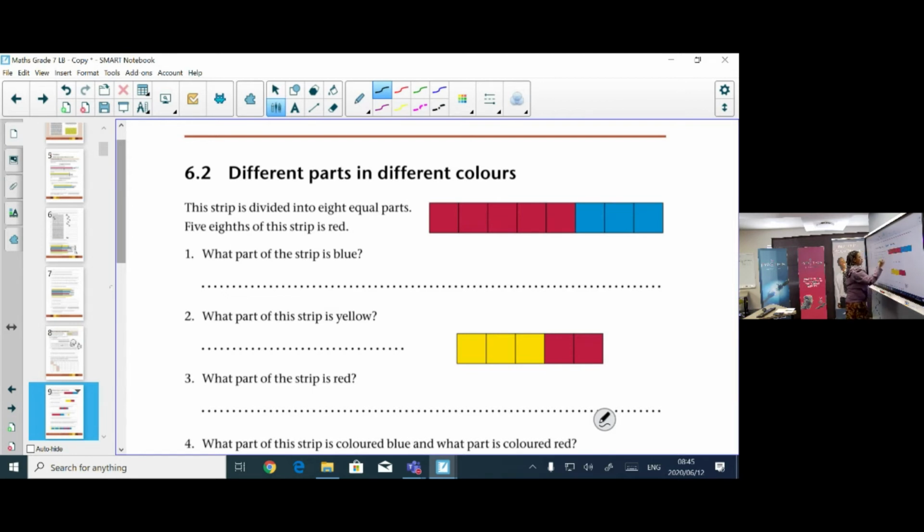So we see that the blue is 3. And our total is 1, 2, 3, 4, 5, 6, 7, 8. Simply that. And then what part of the strip is red? That will be 1, 2, 3, 4, 5. 5 over 8. Should we want to see our whole there, the red and blue giving us a whole? If we add 3 plus 5, it's 8 over 8. And this becomes our one whole.